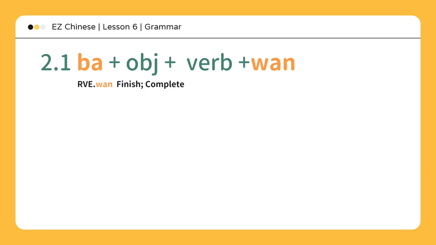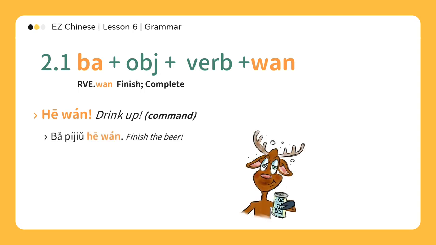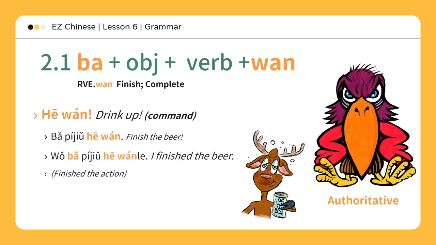Result verb ending 完, finish, complete. For example, 吃完, finished eating. 喝完, finished drinking. Authoritative. 把啤酒喝完。Order someone to finish the beer. 我把啤酒喝完了。Completed the action. I finished the beer.